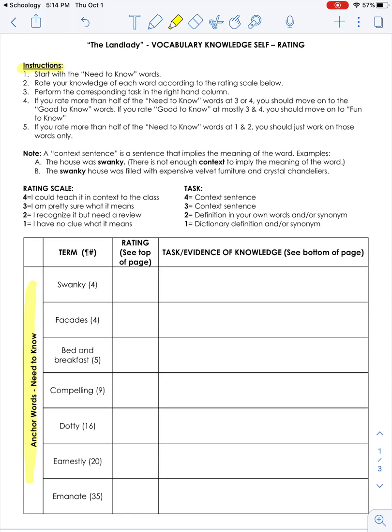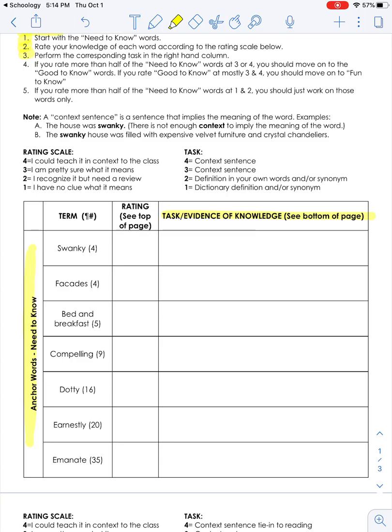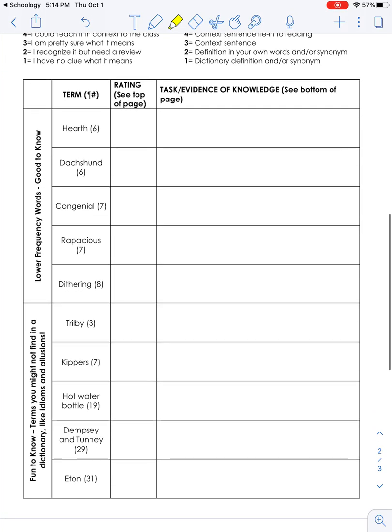You then rate your knowledge, just like you have in the past, on that scale of 1 to 4. You perform the corresponding task in the right-hand column. It's here. And what will happen is if you are 50% or more 1s and 2s, meaning, right, that you don't know most of the words, you stay on the anchor words. You do not have to proceed on to the next sections, which if you look, holy Toledo, Miss Rosine, that's a lot of words, right?